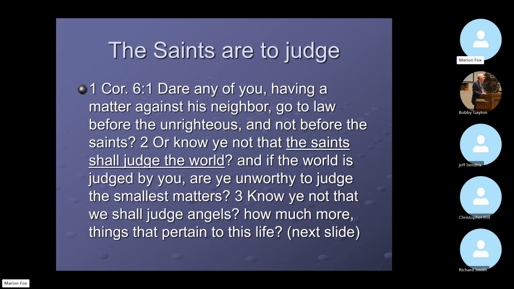So he says, don't you dare, any of you, have a matter against his neighbor, go to law against. The word neighbor is not a good translation here. A different person, it's heteros, one person of a different nature. For the unrighteous and not before the saints. Know you not that the saints shall judge the world? There is some sense in which the saints will judge the world.